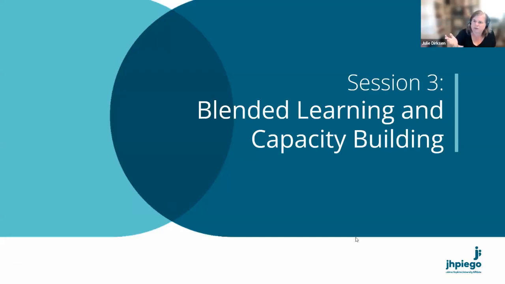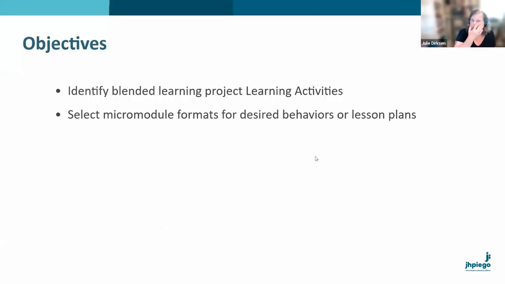So the thing that we're going to spend time on today is looking at, now that you've thought through this map of the whole experience, how do you pick particular learning activities or blended learning activities that support the particular learning objective? Today we're going to focus on identifying blended learning project activities, and maybe looking at some of the micromodule formats that we've been putting together.